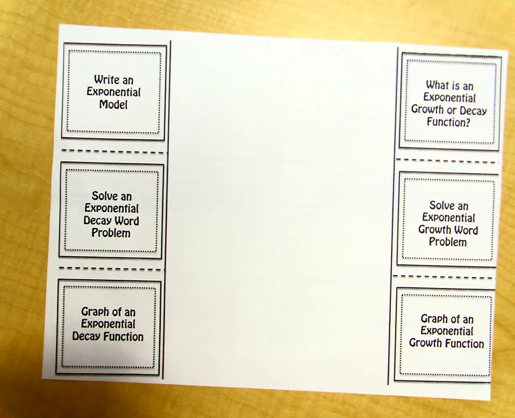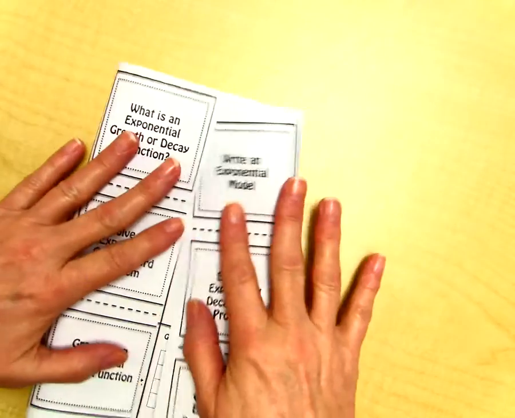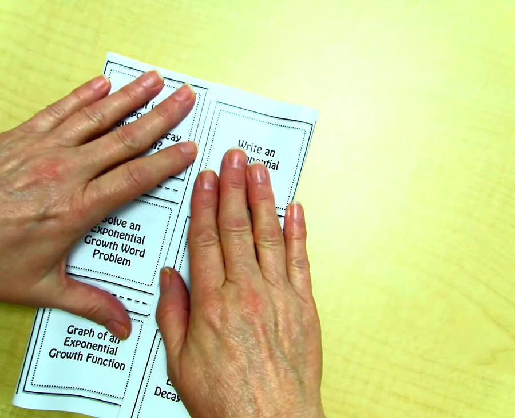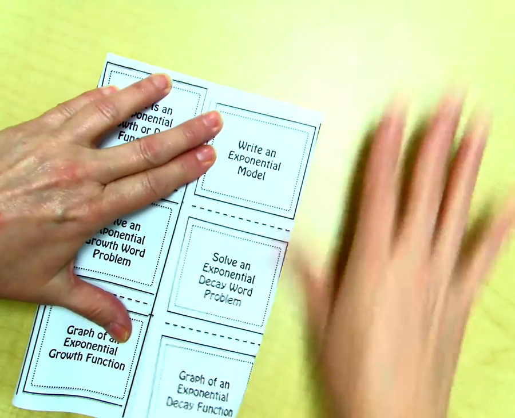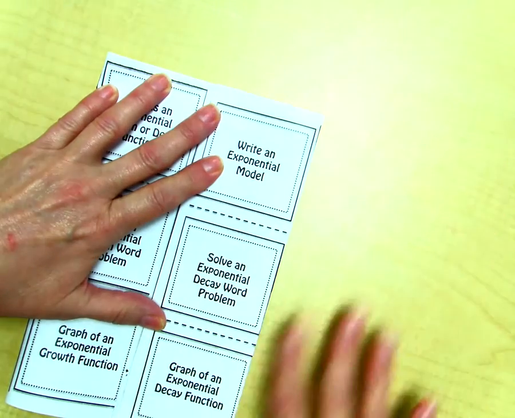And we are recording. So this is regarding exponential growth and decay. We have our foldable here. This is going to be the back that we will paste into our notebook at a future date. Basically, fold this to the middle, and then we're going to cut along the dashed lines.